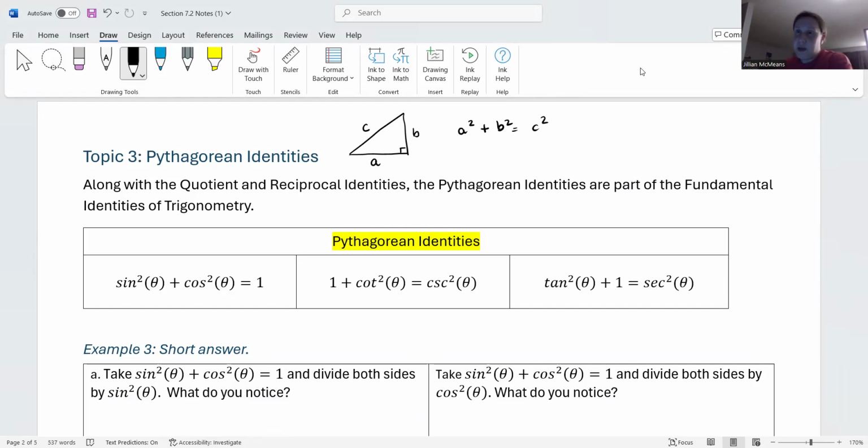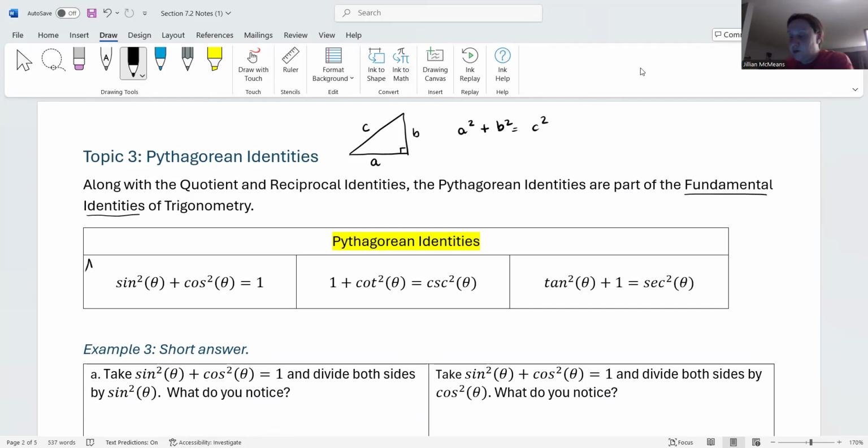And in this video, it's going to be a little bit lengthier. We're going to do a lot of proving and deriving things, okay? So, along with the quotient and reciprocal identities, the Pythagorean identities are part of the fundamental identities of trig. So we have this packet of identities called the fundamental identities of trigonometry, and the reciprocal, quotient, and now the Pythagorean identities are all part of that.